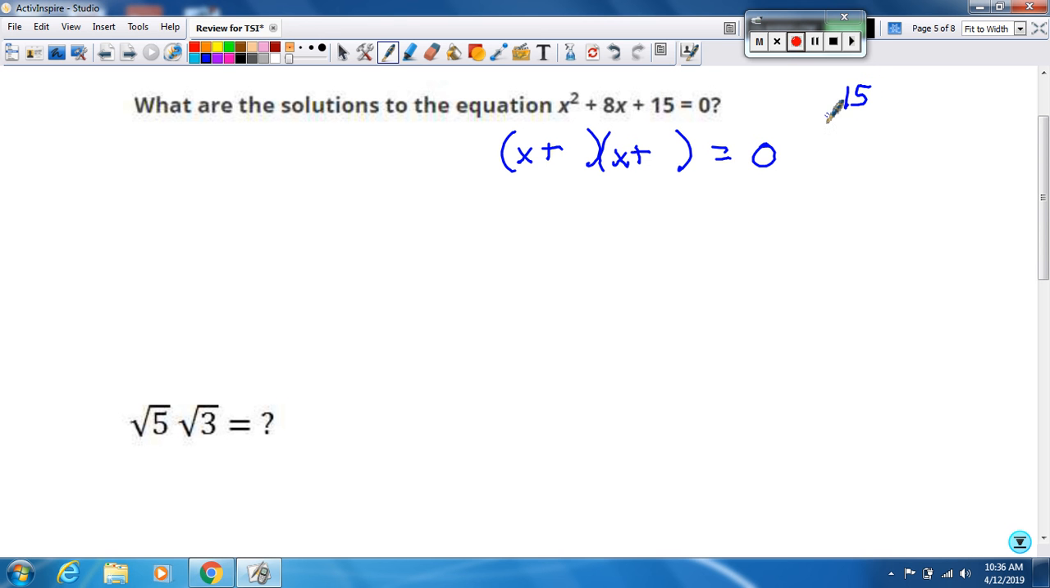So the factors of 15. 15 divided by 1 is 15. 15 divided by 3 is 5. The combination that adds up to 8 is this. You want to put the biggest number first. If it said factor, we'd be finished, but it says what are the solutions? So since it's equal to 0, you've got to take the opposites. So the opposite of positive 5 is negative 5, and the opposite of positive 3 is negative 3.